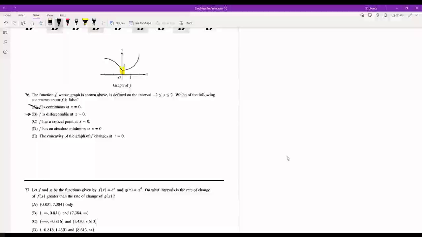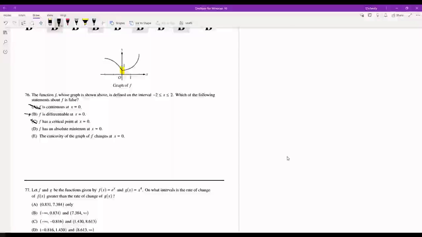F has a critical point at x equals 0. It definitely does, because a critical point occurs when the derivative of the graph is either 0 or undefined. And since this is definitely either 0 or undefined, because it is changing direction, or since it's a sharp turn, it's undefined. So C is wrong.